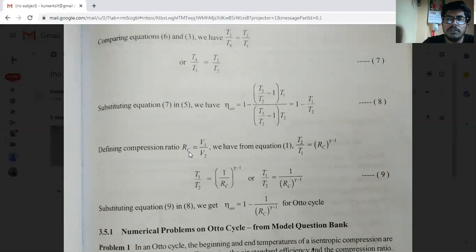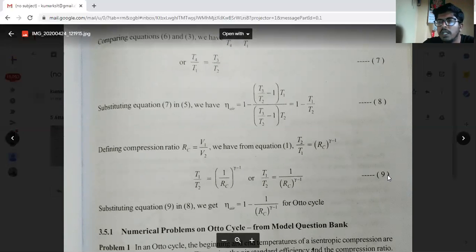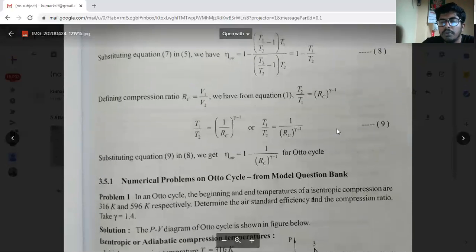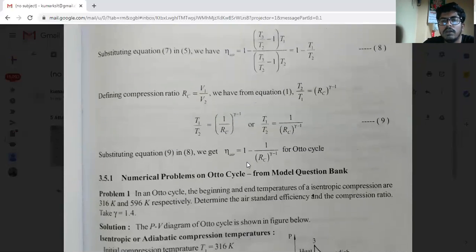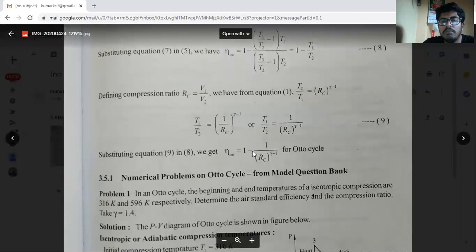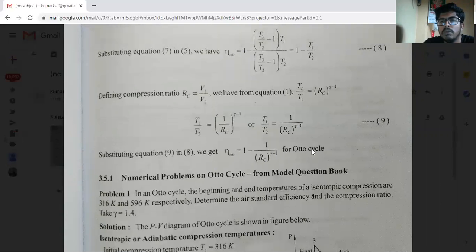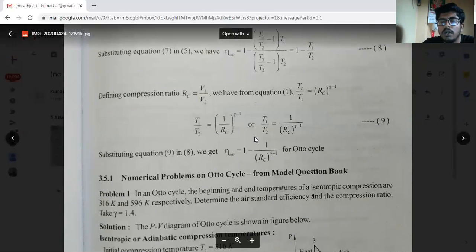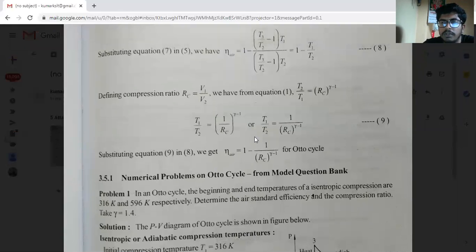We know the compression ratio RC equals V1 by V2, the volume ratio. From equation 1, T2 by T1 equals RC power gamma minus 1, or T1 by T2 equals 1 divided by RC power gamma minus 1. Take it as equation number 9. Substituting equation 9 in equation 8, we get air standard efficiency equals 1 minus 1 divided by RC power gamma minus 1 for the Otto cycle. This is the derived expression of air standard efficiency for the Otto cycle.